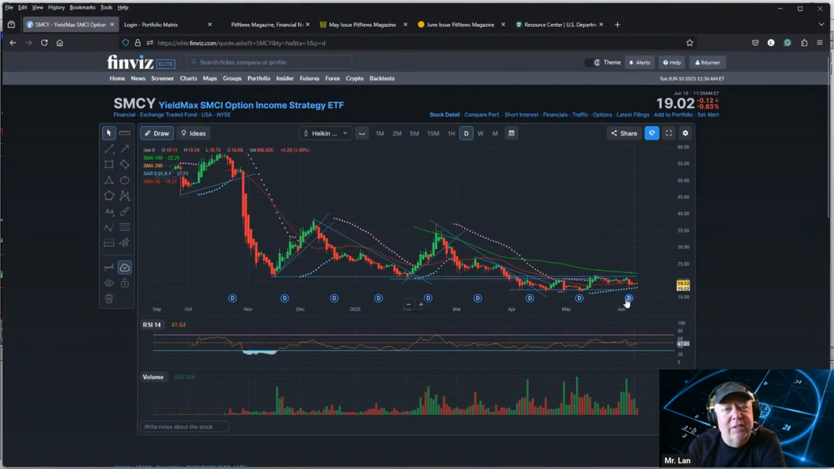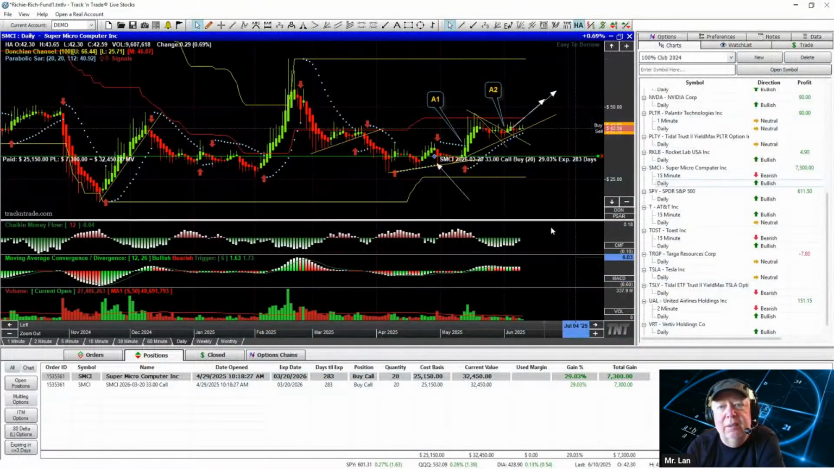So Palantir is a little bit fluffy too. They're a little bit soft this month. So our dividends are probably not going to be as high on SMCI.